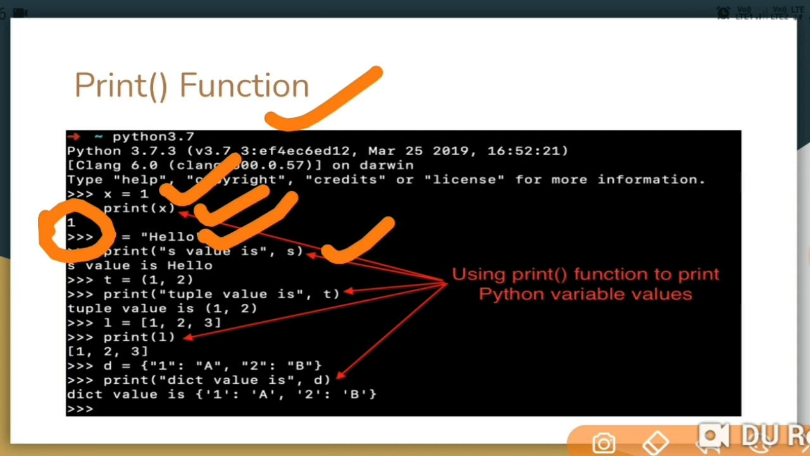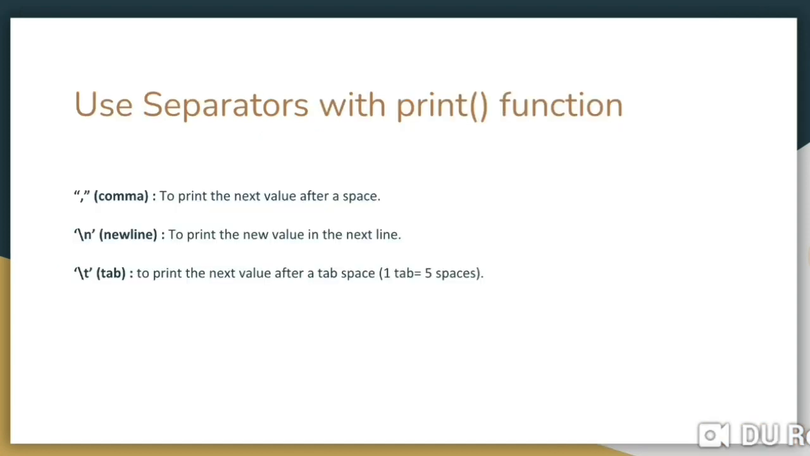Now there are several examples using the print function to show the output. So the print function shows the output. Now the next thing is the separator with the print function. In the print function we can use a separator. What is the meaning of separator? Inside the parenthesis you can write two things with the help of the separator. A separator means you can use a different value to distinguish between two values.